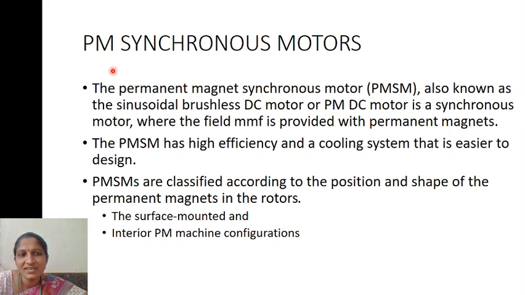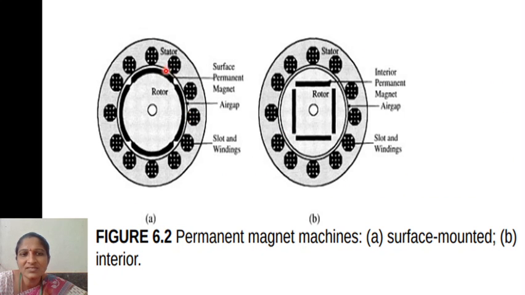And coming to the first one, permanent magnet synchronous motor. The permanent magnet synchronous motor, also known as sinusoidal brushless DC motor, is where the field MMF is provided with permanent magnets. And these PMSMs are classified into two types. Those are surface mounted and interior machine configuration based on the position and shape of the permanent magnets. So if the permanent magnets are placed on the surface of the rotor, then it is called surface mounted. And if the permanent magnets are placed inside the rotor, then it is called interior permanent magnet machines.